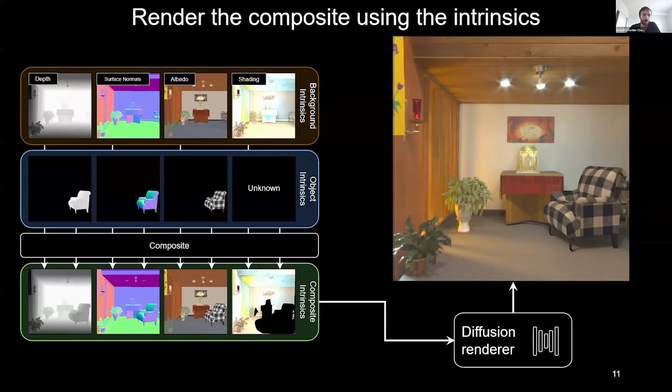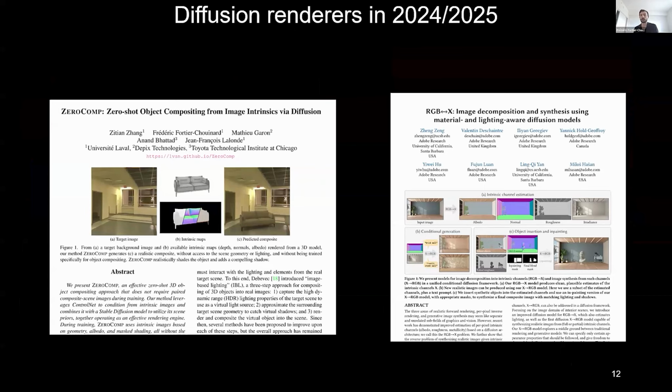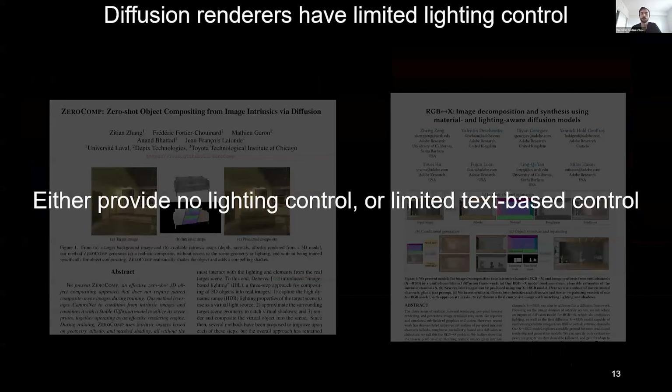So these methods are very cool, and this is just a little background on them. There have been two methods in 2024, 2025, doing that kind of diffusion rendering, even more actually. So there's ZeroComp, which I'm second author on, and RGBX by Adobe. These methods give us very realistic results, but the problem is that they don't provide lighting control, which you would get, for example, if you use a 3D engine such as Blender. You can just move around the light easily. And sometimes you can use text to control the light, but it's not as precise.